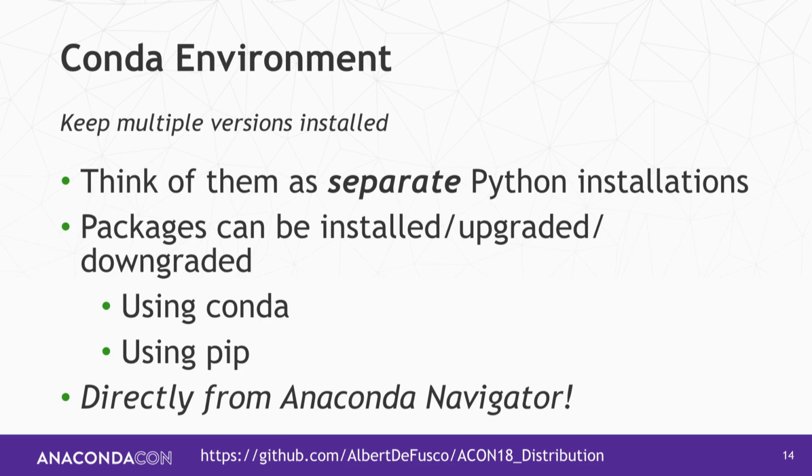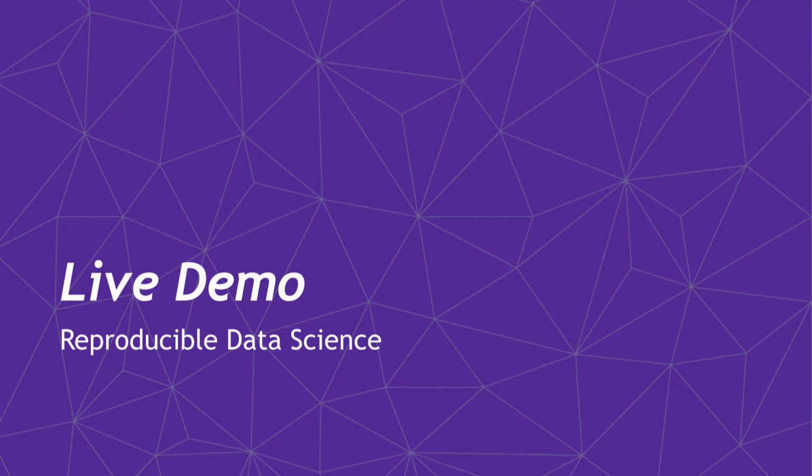Think of it like separate Python installations. I want to have an installation for Python 2 to be able to work with some old code. I want an experimental installation where I can just download some of the latest things. Or if somebody gives me some code and I don't know how they built it, I need to be able to start from scratch and investigate. How does this package work? What are the real requirements? And we're going to be able to do this, again, directly from Anaconda Navigator. So let's see that in action. This is what I call reproducible data science.